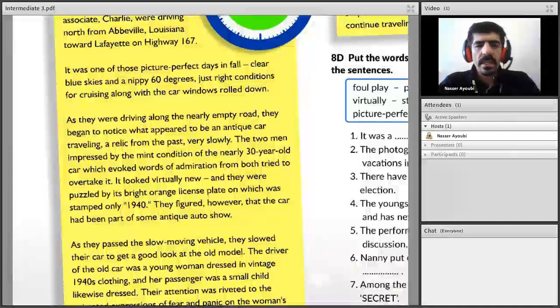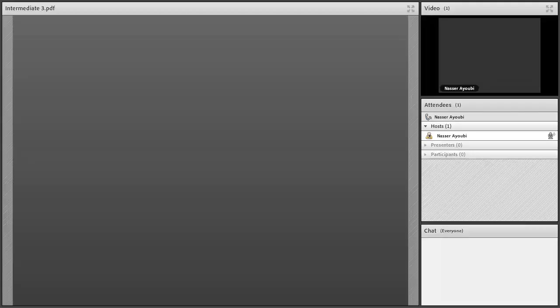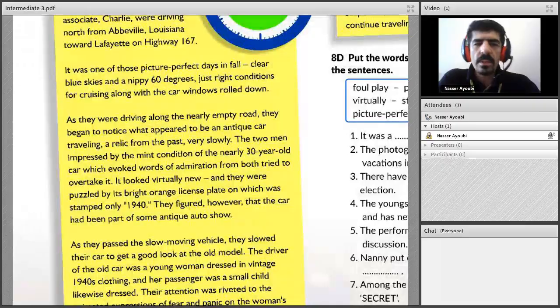The two men, impressed by the mint condition of the nearly 30-year-old car, which evoked words of admiration from both, tried to overtake it. The two men were astonished by the very good condition of the car. Which evoked words of admiration means that classic car provoked them, stimulated them to admire the car. They tried to overtake it. They tried to reach the car.